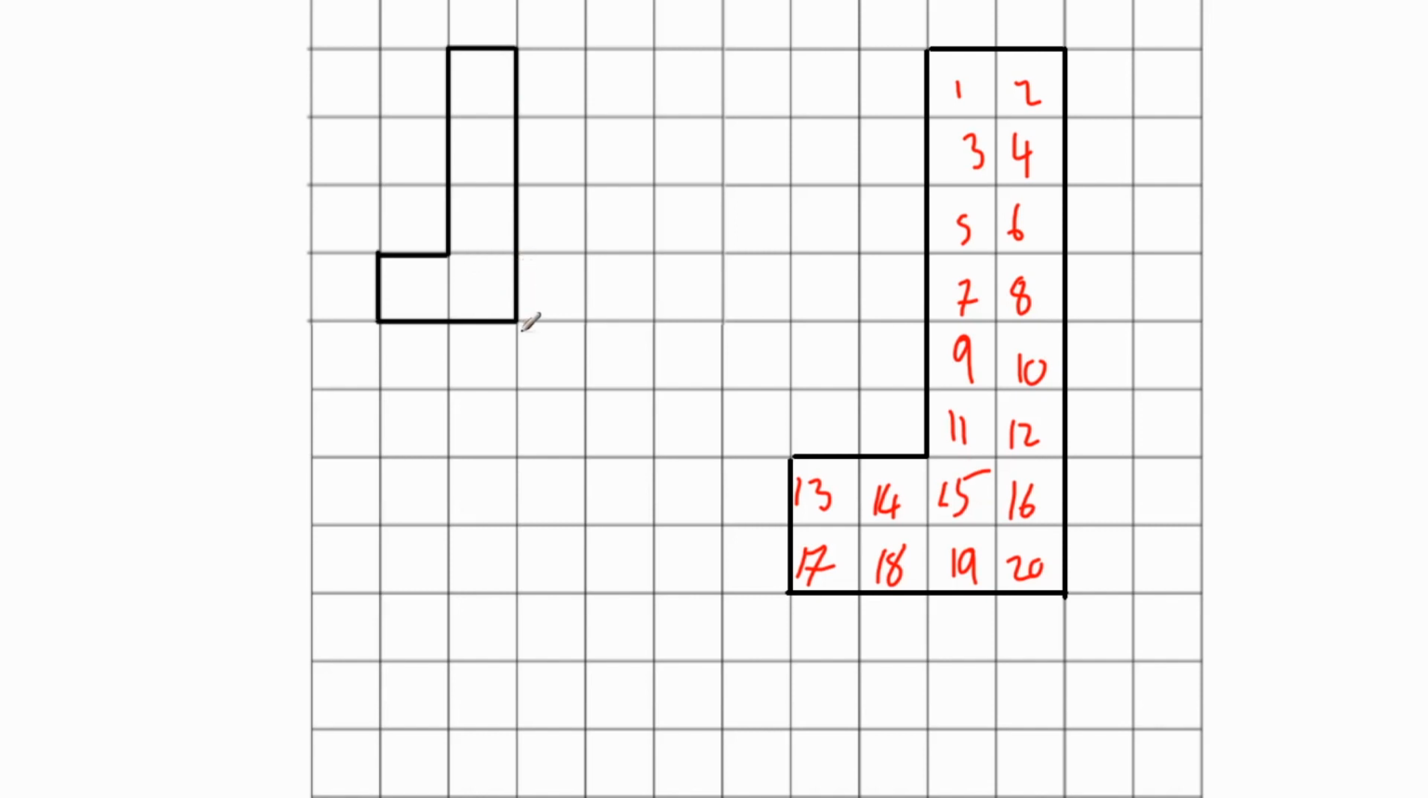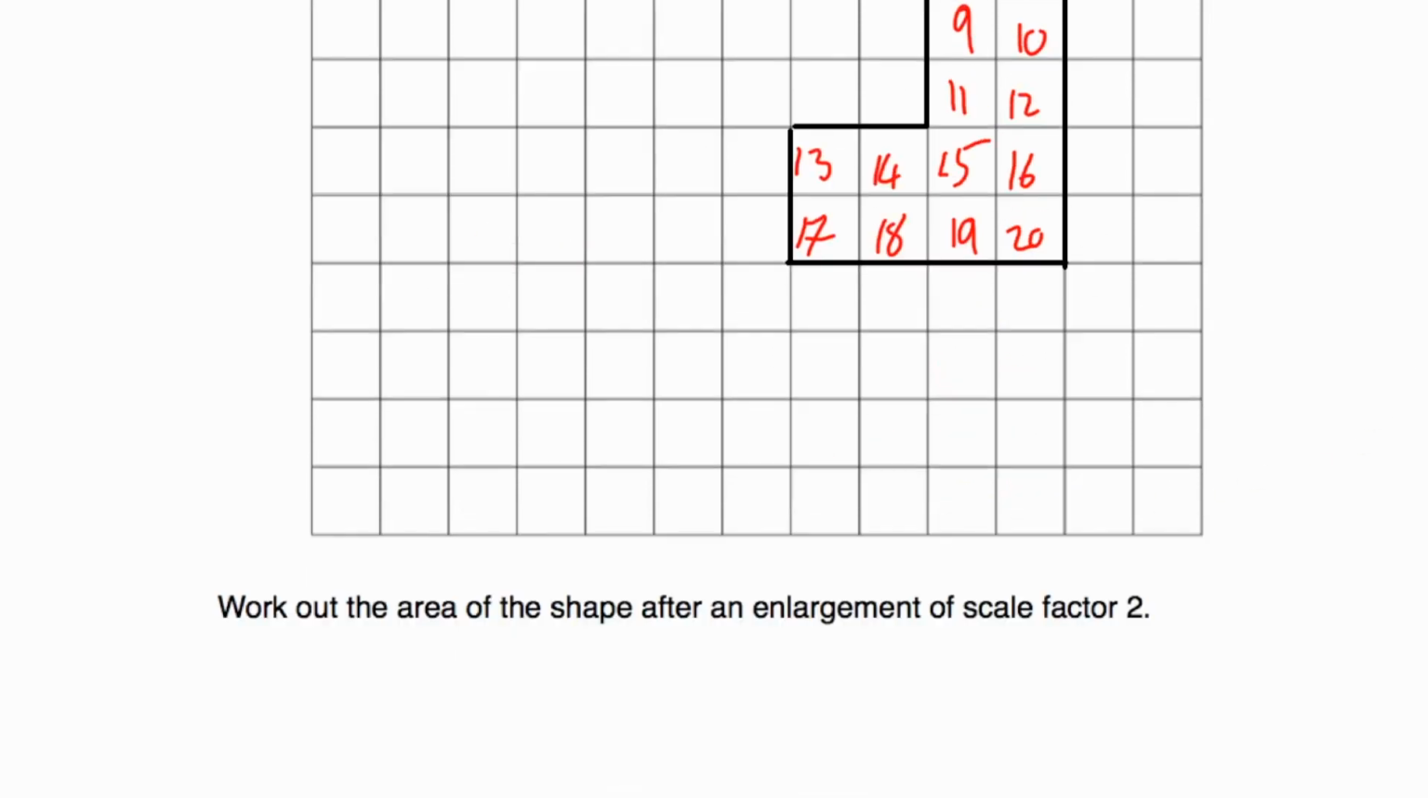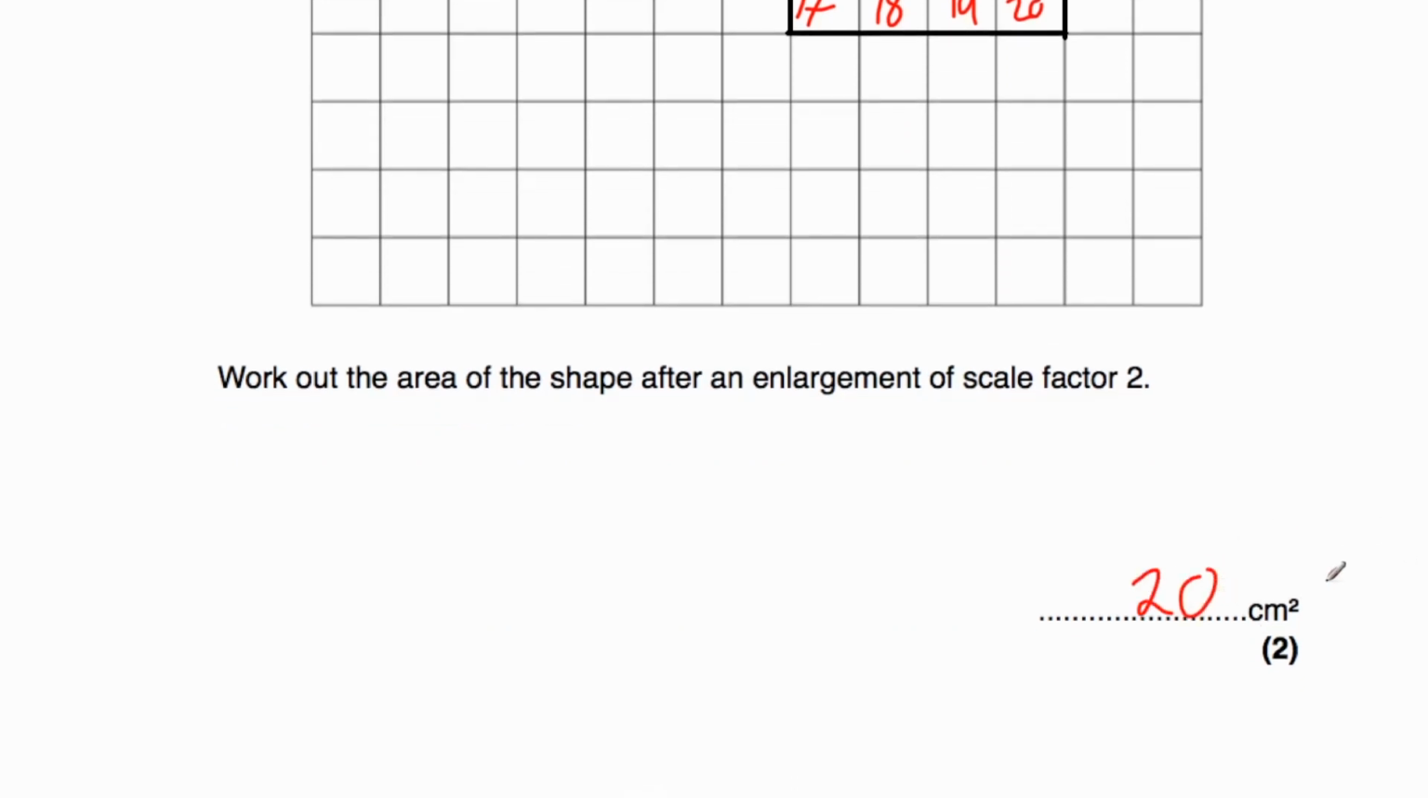When we enlarge it by scale factor 2, we're not just going to double the area, because we're doubling the heights and the widths and so on. So the area of this enlargement would be 20 centimeters squared. So that's it. So the area is 20 centimeters squared.